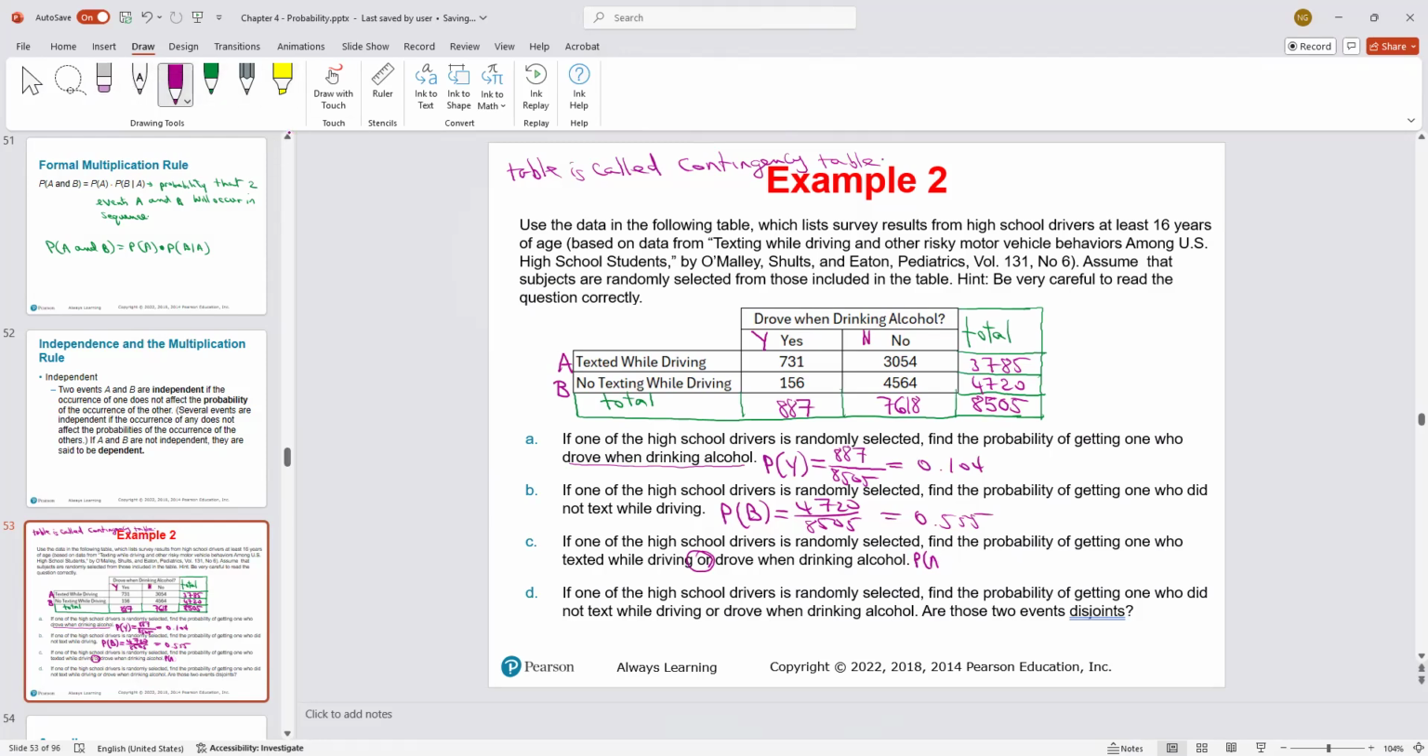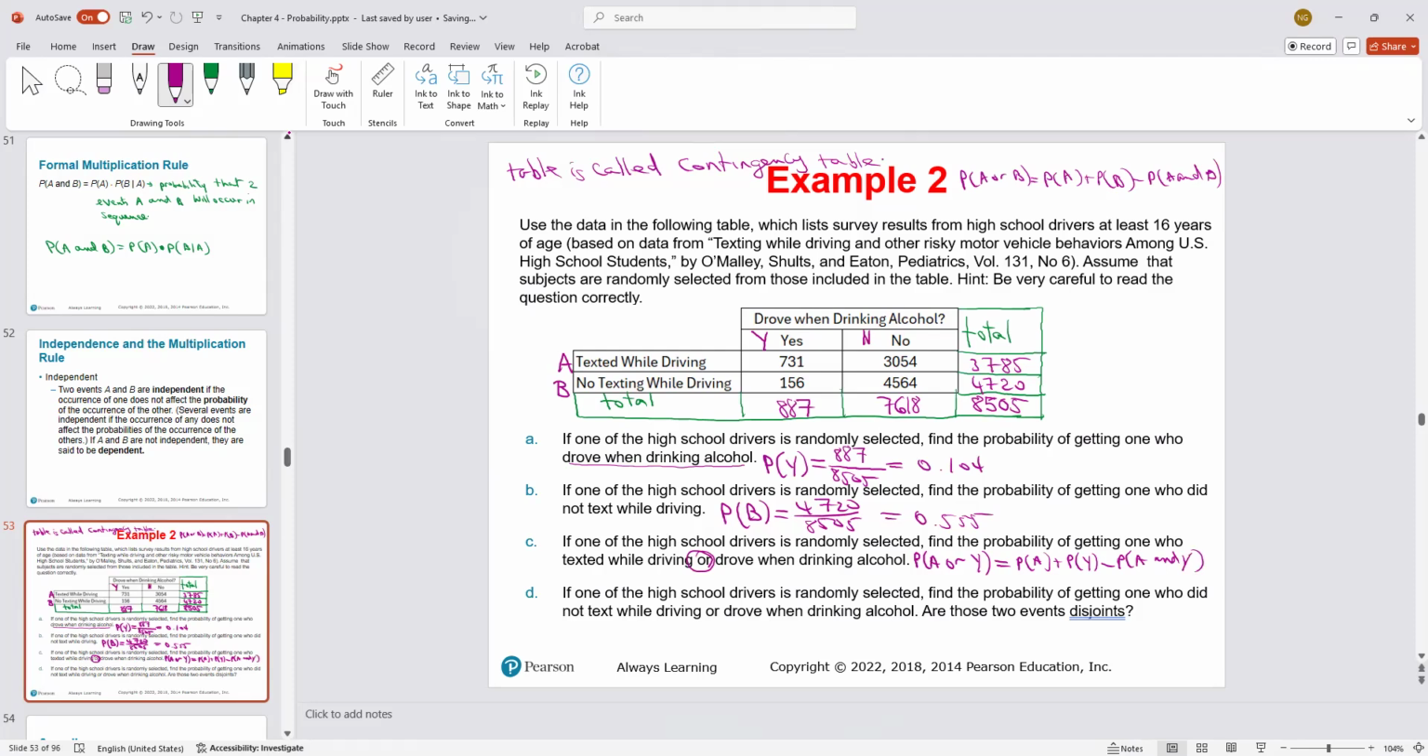or, what again? Or drove when drinking alcohol. So that's yes. So remember that formula? Probability of A or B. Remember we said probability of A or B is probability of A plus probability of B minus probability of A and B. So we said that before. We can reproduce it here. It's probability of A plus probability of Y, which is drinking alcohol, minus the intersection between these two.